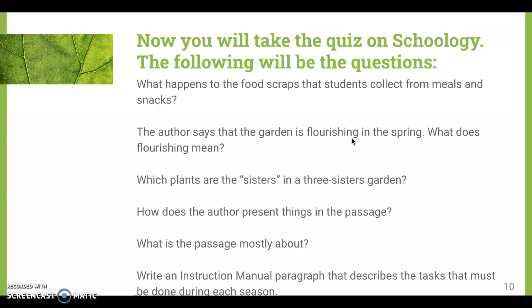That's asking you about the text structure. What is the passage mostly about? That one is asking us for the central idea.